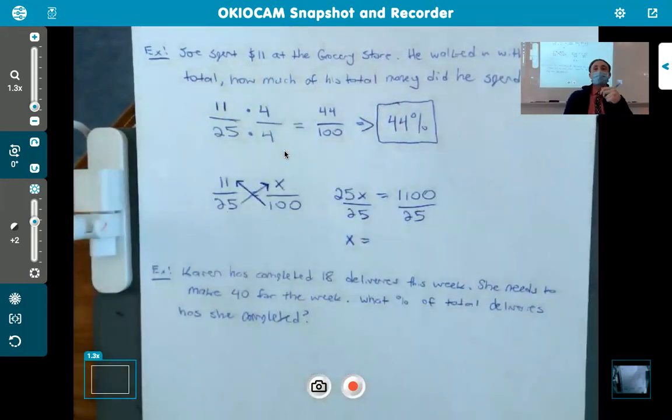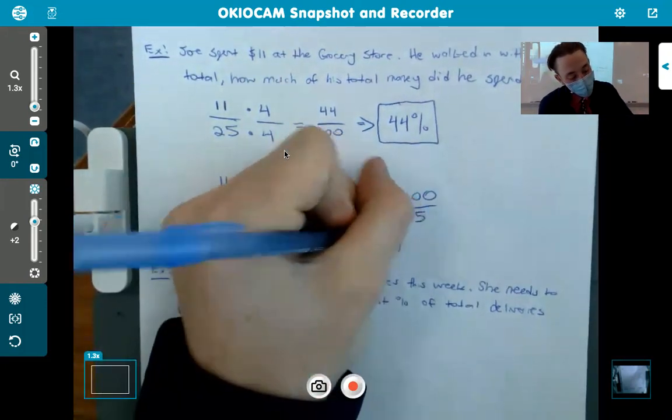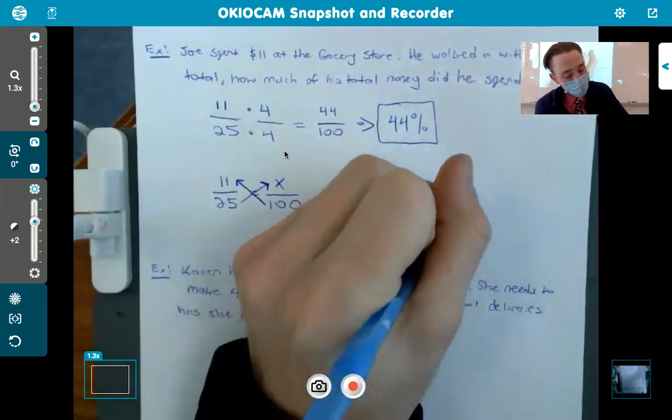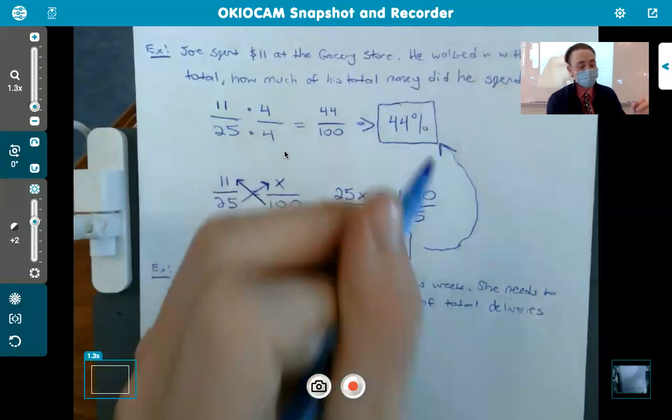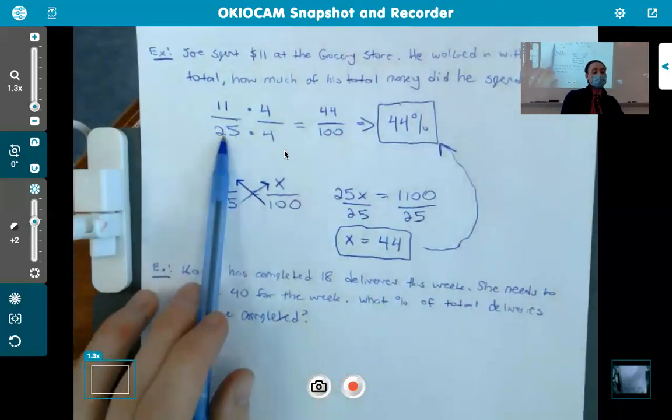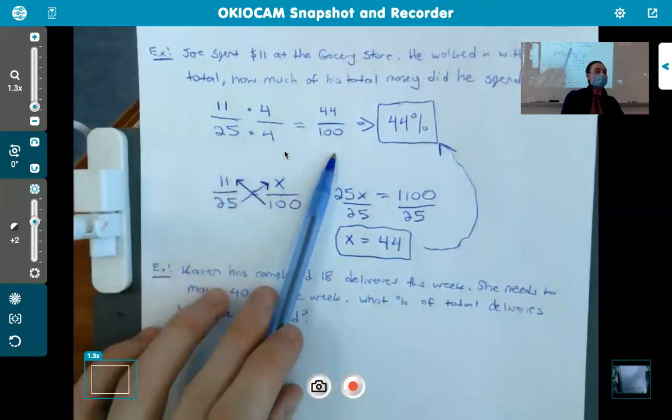And what's 1,100 divided by 25? 44. Notice that that is the same answer I got before when I was able to just multiply through by the denominator. The reason I'm showing both ways is because, like I said, you might not always get a nice even denominator where you can multiply to get to 100.